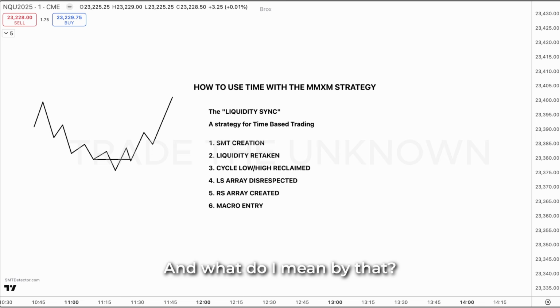And what do I mean by that? I mean closing back above it. So you have that old high or low, we're going to wait for price to close back and show us that it's willing to reject at that area. So we're looking for that 1 minute liquidity to be closed back above or below.